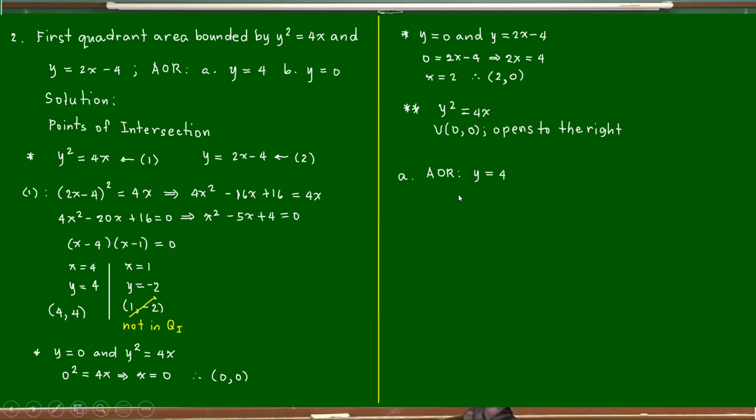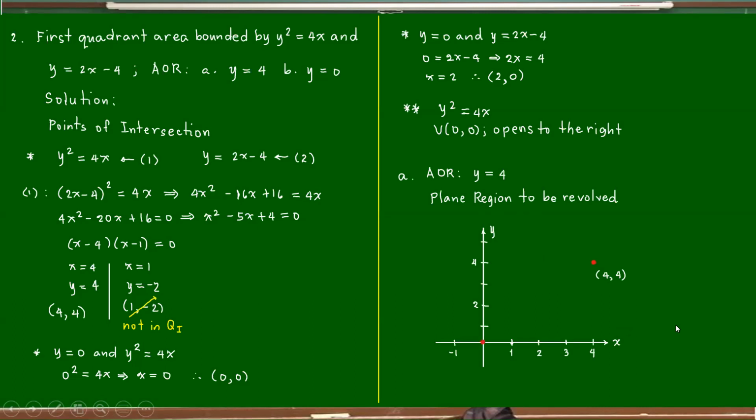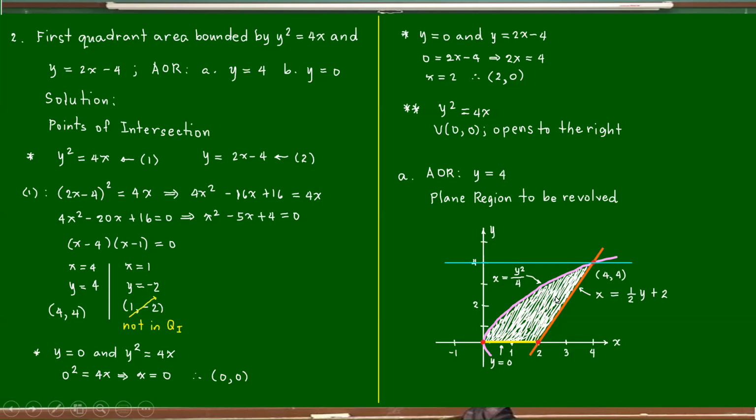So let's first consider axis of revolution, y equals 4. So this is the region formed. Plotting the points, we have 4, 4, 0, 0, 2, 0. The parabola passes through 0, 0, and 4, 4, while the line passes through 2, 0, and 4, 4. Then the x-axis is here. So the region in the first quadrant is this. So axis of revolution is y equals 4.